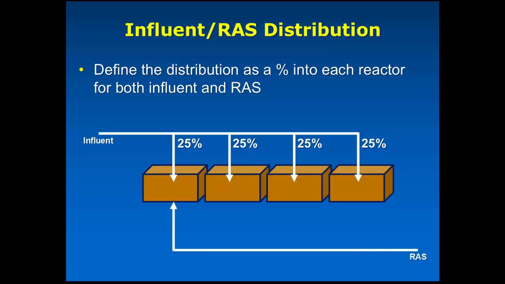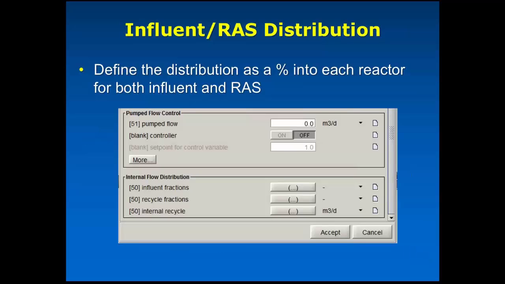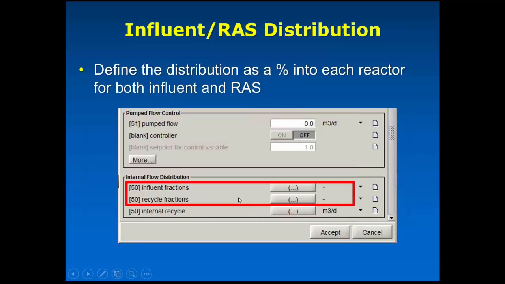You can also do it with the RAS as well. By default, it all goes in the front, but you could choose to change that and have it go into some of the later downstream tanks as well. Okay, where do we find that? Again, back to that operational menu again. And I was showing you internal recycle before. Now is the ones just directly above that, influent fractions and recycle fractions.